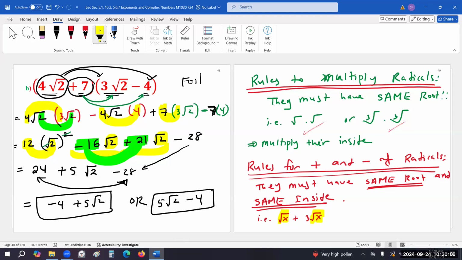If we have them, then add their coefficients. Coefficients means the number in the front. So we have the coefficient invisible 1, and we have the coefficient 3 here. So we add and we get 4 square root of x.